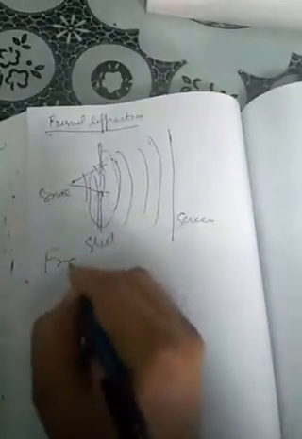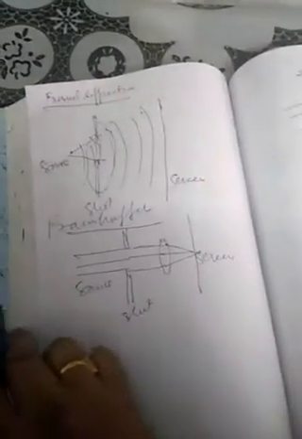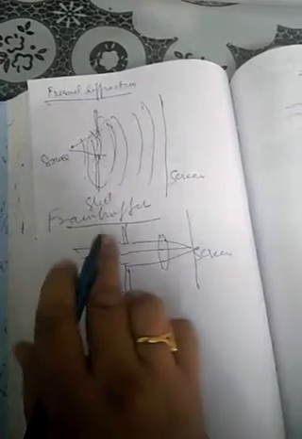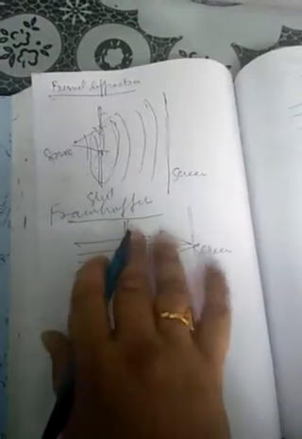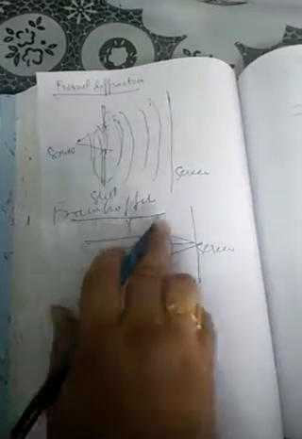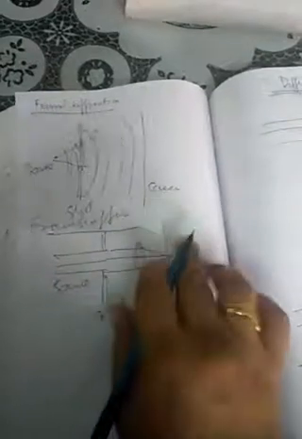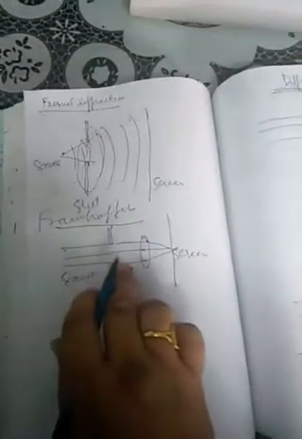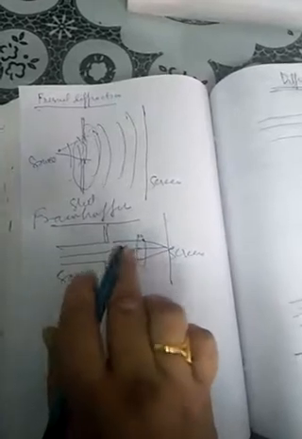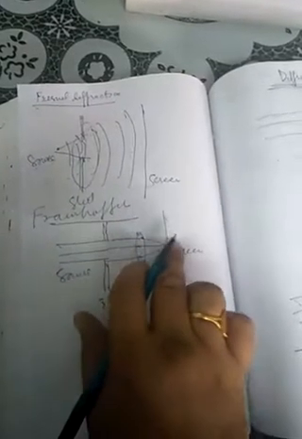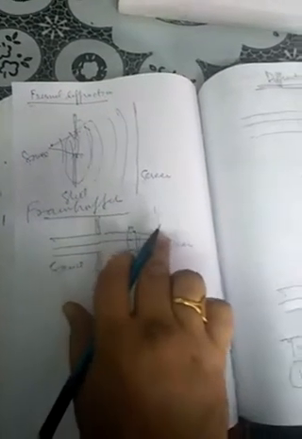Next is Fraunhofer diffraction. Fraunhofer diffraction is when both the source and the screen are effectively at infinite distance from the diffracting device. Here, with the help of a lens, we focus the light at a certain point, making it finite. Such cases are called Fraunhofer diffraction. It can occur due to a single slit, double slit, and so on, and due to a diffraction grating. All these are examples of Fraunhofer diffraction.